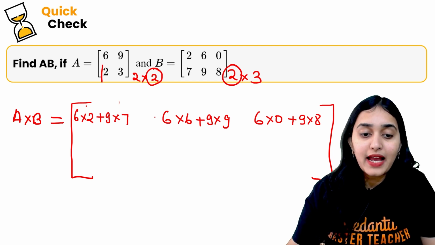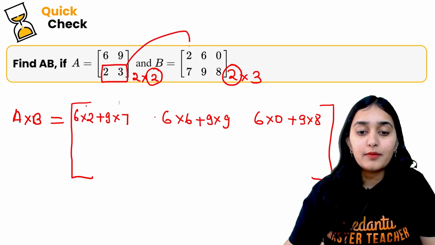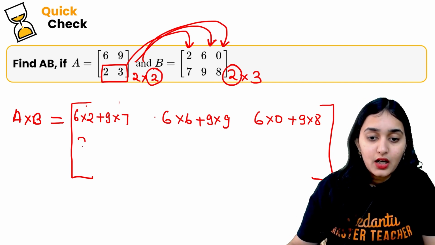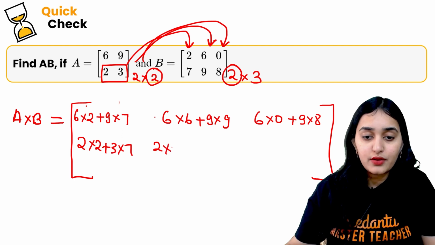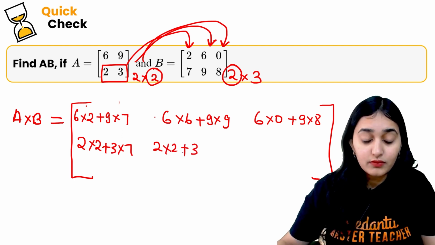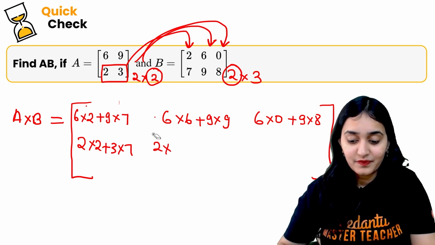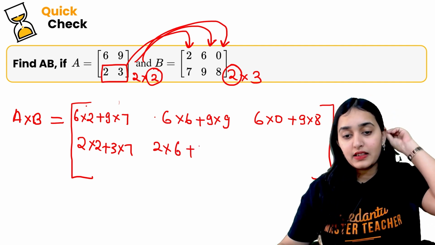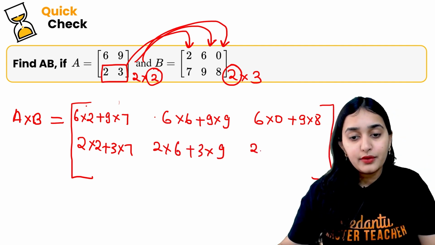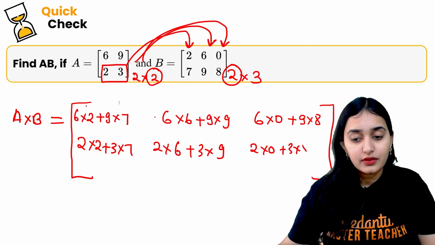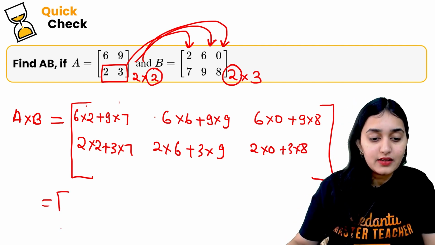now we will multiply row 2 with each column. Column 1, column 2, column 3. Okay. So 2 into 2 plus 3 into 7. 2 into 6 plus 3 into 9. 2 into 0 plus 3 into 8. Now you find the solution.